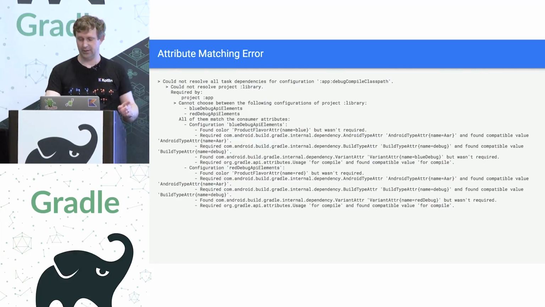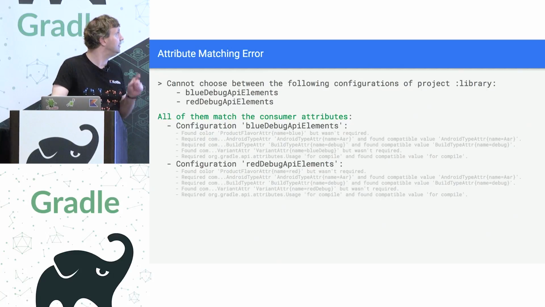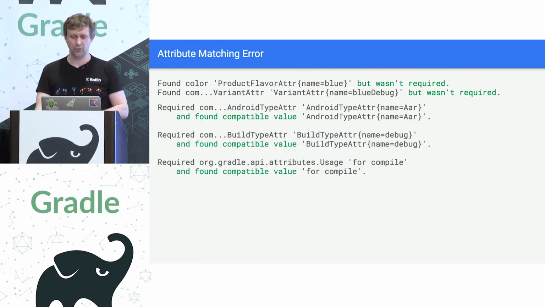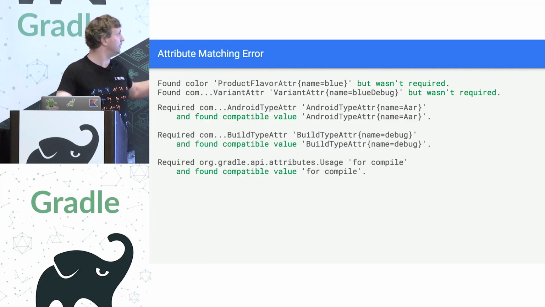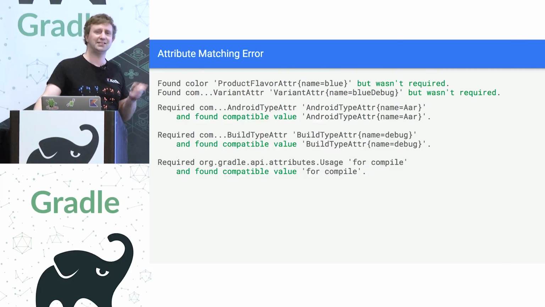OK, so let me help you here. The first thing to look at in that particular case is it can choose between the following configurations, those two, because they all match everything, right? And I think part of the problem is if I look at the attributes of one of them, on the first 2 lines, I kind of reordered the lines. It says found color blah, but wasn't required. And the but wasn't required is like, hey, it's wrong. It's actually OK, right?